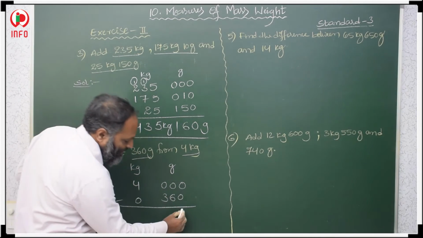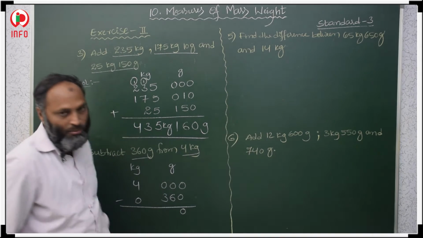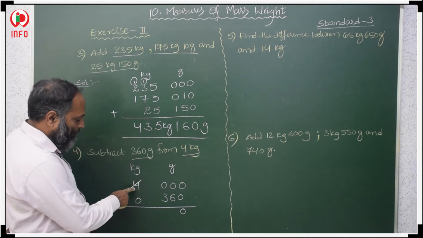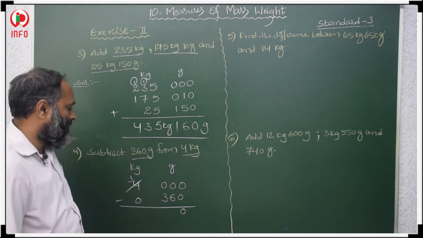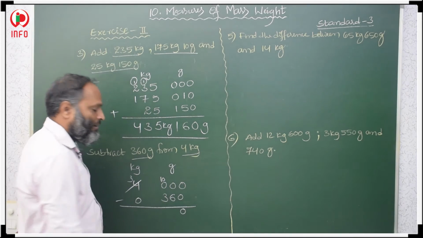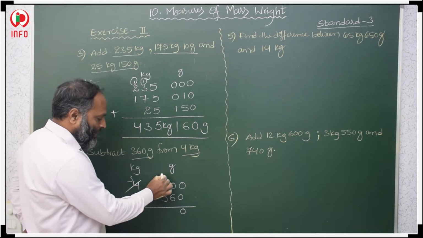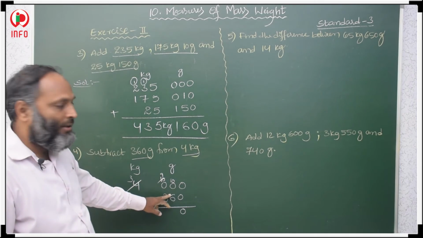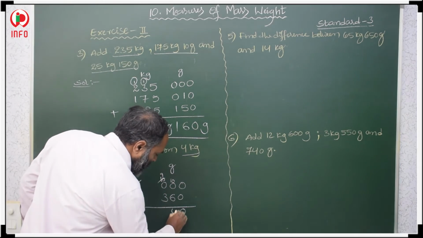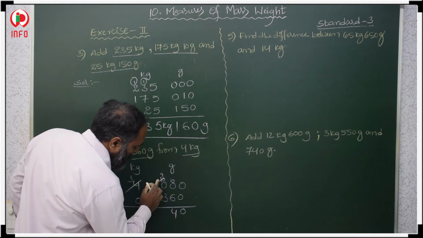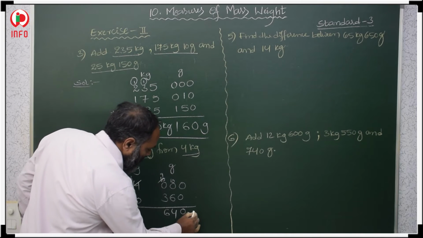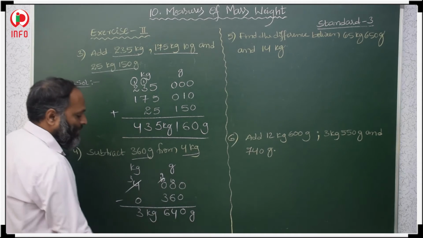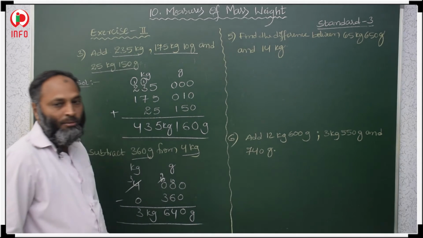First 0 minus 0 is 0. 0 minus 6 we cannot subtract, so take borrow from the next. Here also 0, so from here we have to take borrow. In 4 kgs, take 1 kg as borrow, 3 kgs remain, and here you will get 10. If you take from here again, this becomes 9, and here you will get 10. 10 minus 6 is 4. 9 minus 3 is 6, so 640 grams. 3 minus 0 is 3. 3 kgs, 640 grams.